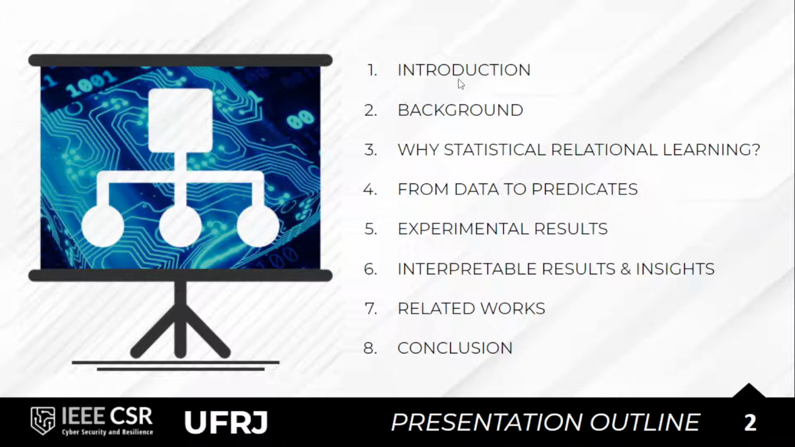We begin with a brief introduction. Next, we discuss some important background knowledge. Then, we justify our motivation for the use of statistical relational learning. We follow with a description of the methodology used to prepare the dataset, and then we talk a little bit about our experiment. Not least, we'll show you how we were able to extract simple insights from the model. We then run through some related work and finally conclude the presentation.